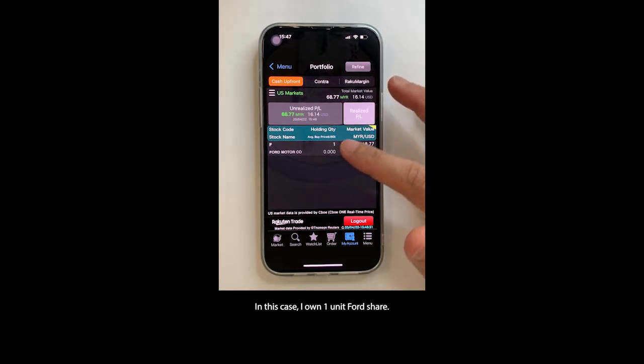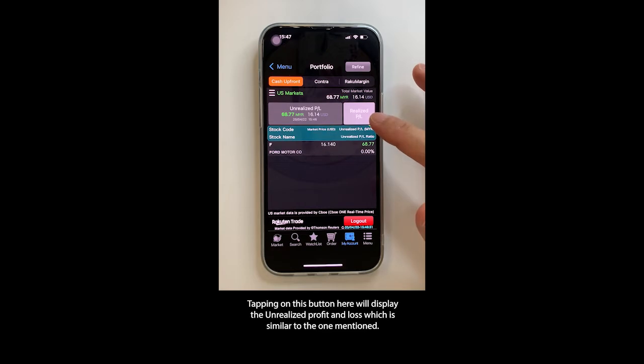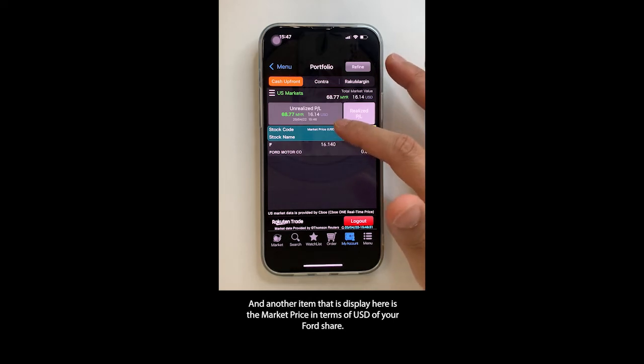In this case, I own 1 unit Ford share. Tapping on this button here will display the unrealized profit and loss, which is similar to the one mentioned. And another item that is displayed here is the market price in terms of USD of your Ford share.